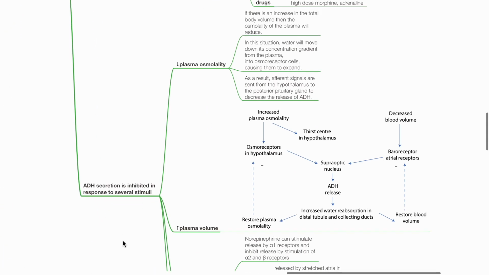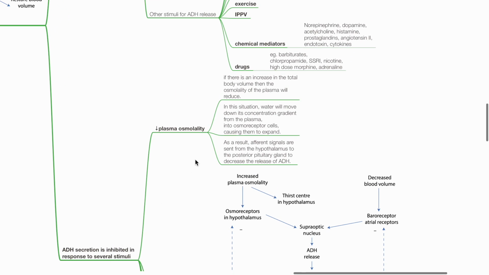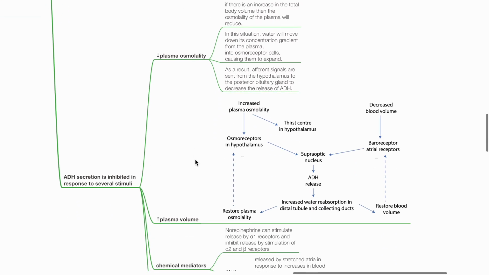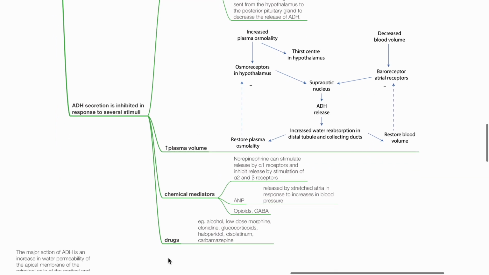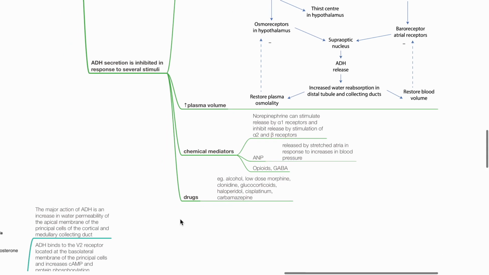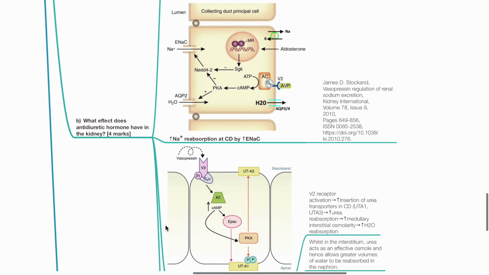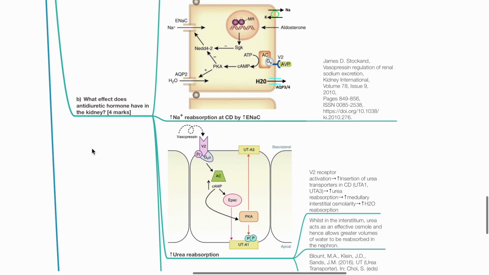ADH secretion is inhibited in response to several stimuli, such as reduced plasma osmolality, increased plasma volume, chemical mediators such as ANP, opioids, and GABA, and drugs such as alcohol. B. What effects does ADH have in the kidney?